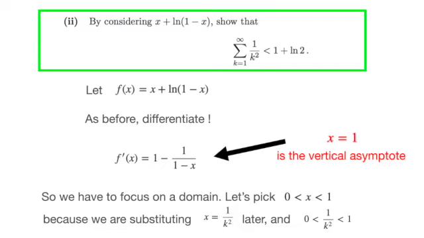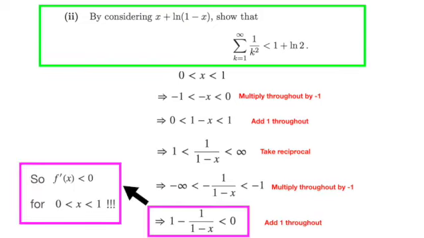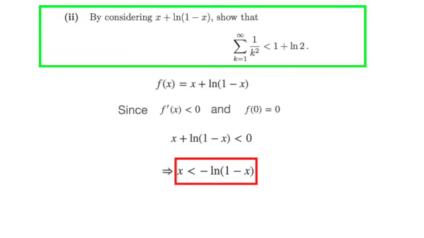Since later, when we substitute x equals 1 divided by k squared, this will fall between the range of 0 and 1 anyway. Now, using a chain of inequalities as shown, we see that for x in between 0 and 1, 1 minus 1 divided by 1 minus x will be less than 0. Since the derivative is less than 0, we see that our function x plus ln 1 minus x is a decreasing function between 0 and 1.